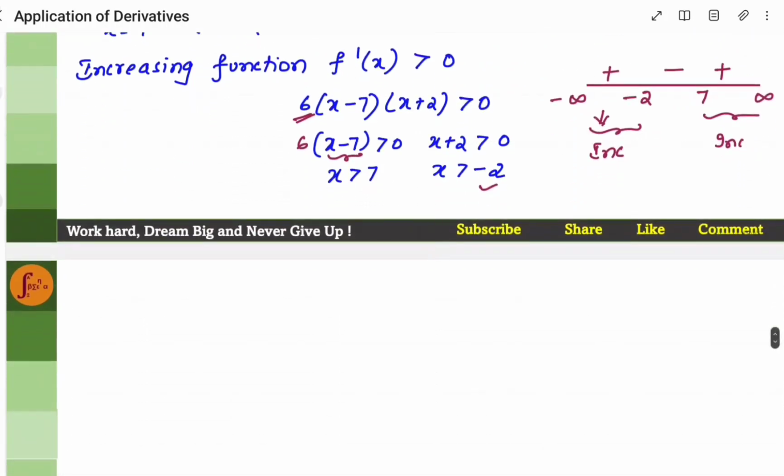So what is the increasing interval? Nothing but we'll write it as minus infinity to minus 2 union 7 to infinity. This is the increasing function.